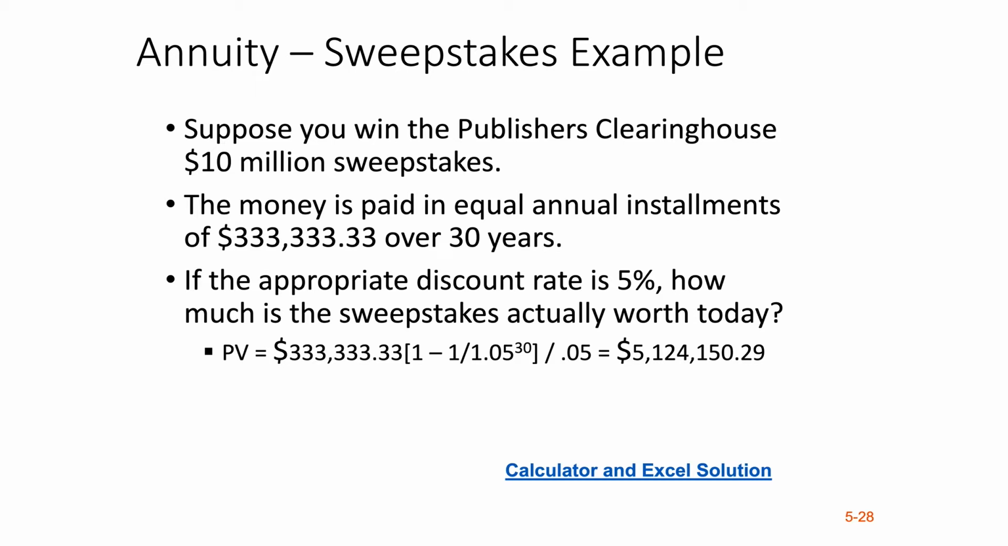Suppose you win the Publishers Clearinghouse 10 million sweepstakes. They're not going to pay you 10 million at once. The money is paid in equal annual installments. So 10 million divided by 30 per year, you get 333,333.33.